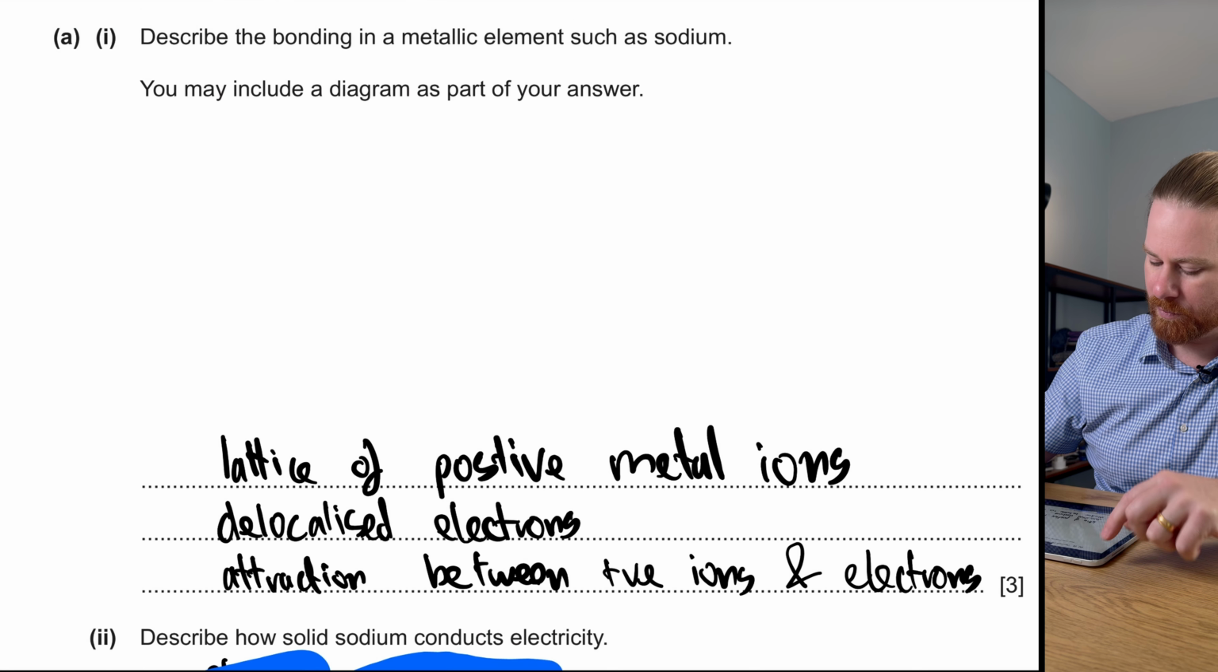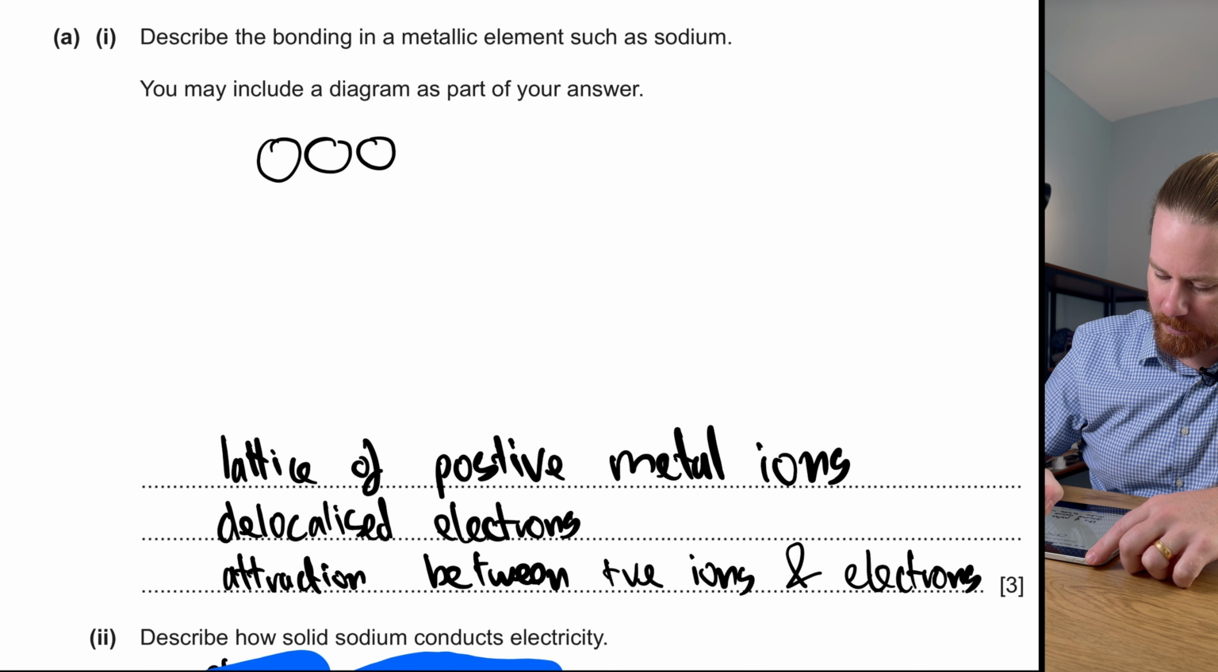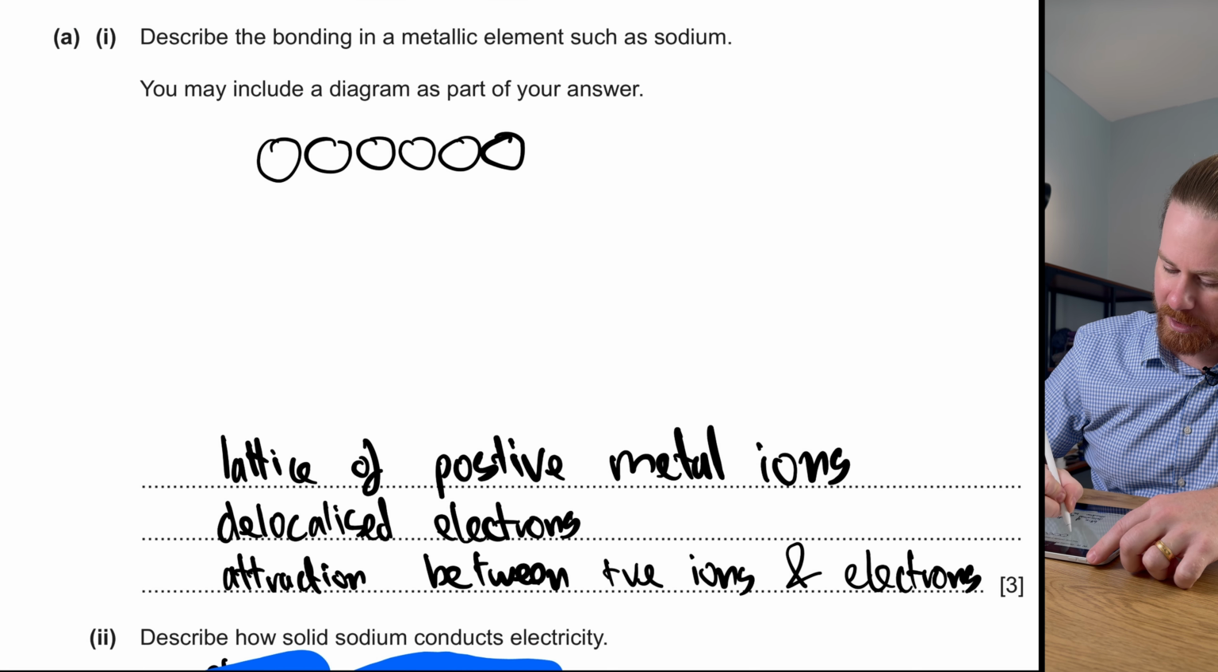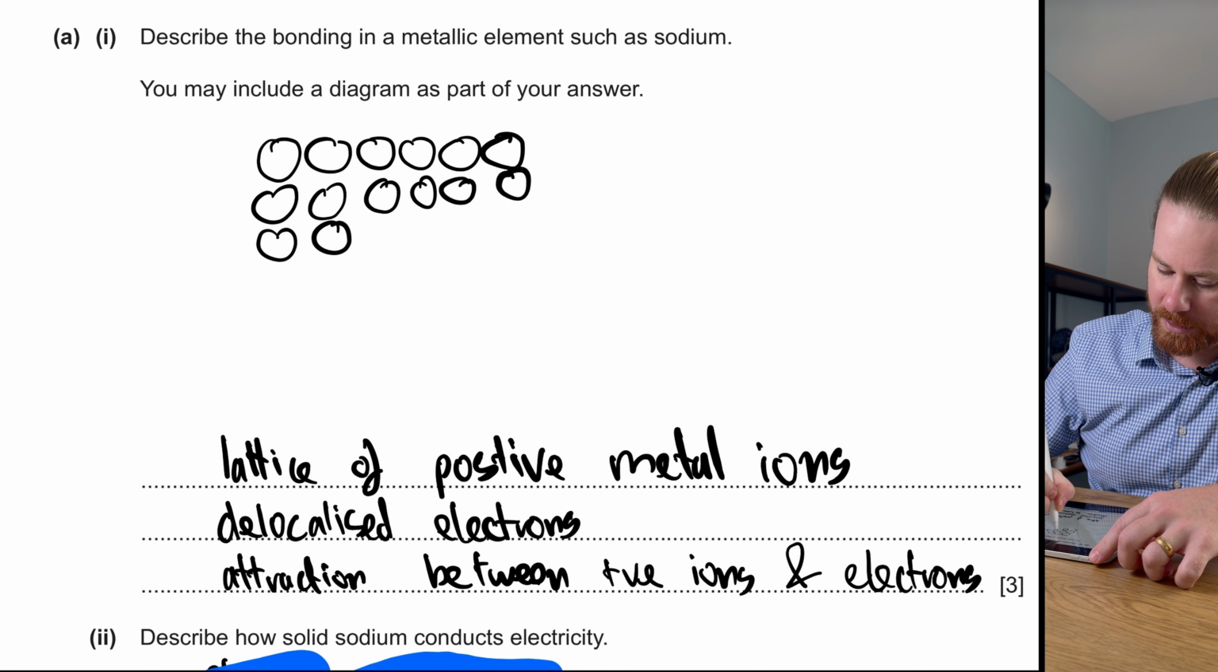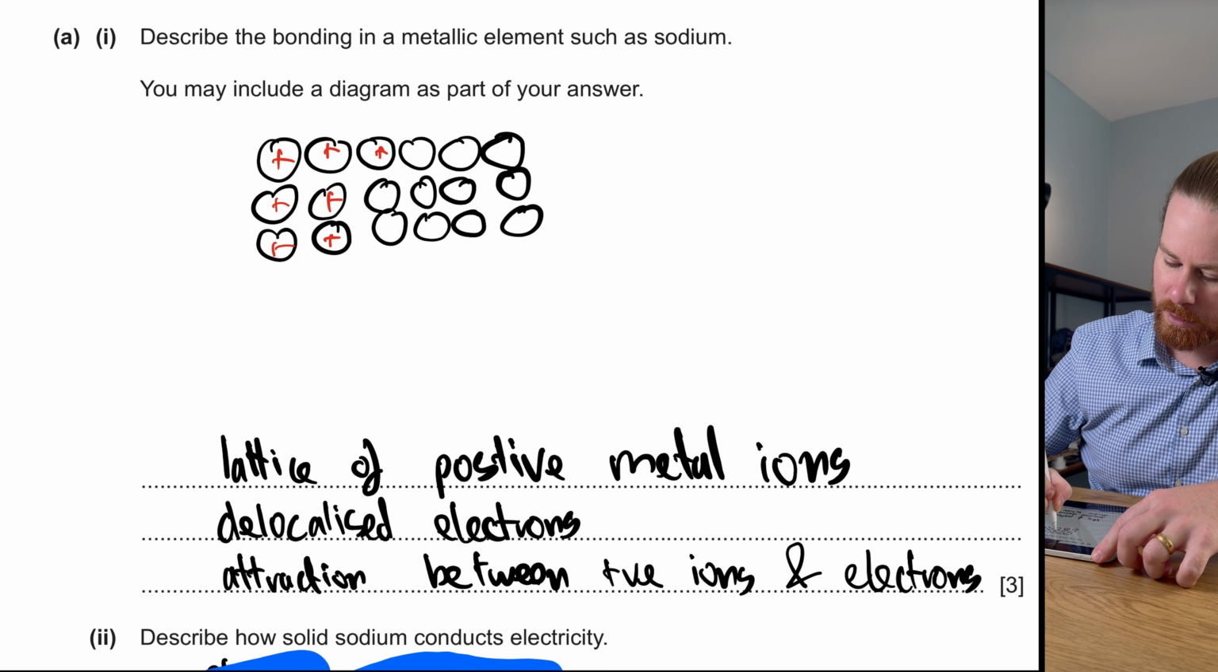So what would that look like? Our lattice of positive metal ions, and lattice just means regular arrangement. So we've got our regular arrangement of ions. How can we show the ions? We can put some pluses in there. So here are the positive metal ions. Then the electrons are just going to be dots. So we've got our sea of delocalized electrons that are free to move.